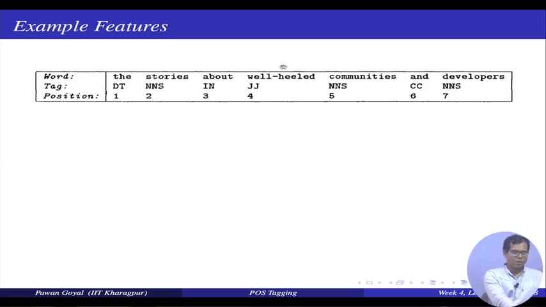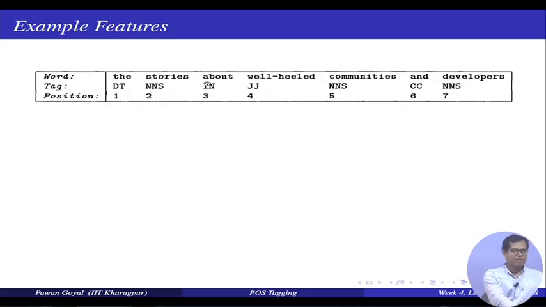So on. For the word well-heeled, I will use the suffix and prefix. So w is a prefix of the word and the tag is JJ. Similarly, ed is a suffix and the tag is JJ, and so on. And then there will be some features for all the words, like for "about" and "well-heeled". What will be the feature? The previous tag is IN and the current tag is JJ. The previous two tags are NNS and IN and the current tag is JJ. The previous word is "about" and the current word is "well-heeled", and so on. So you can use all these features.